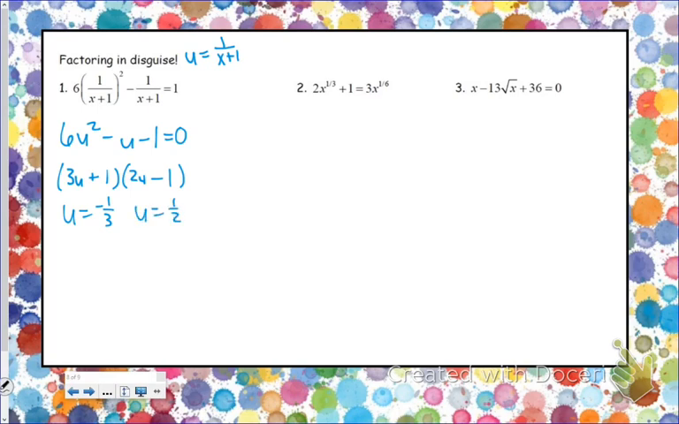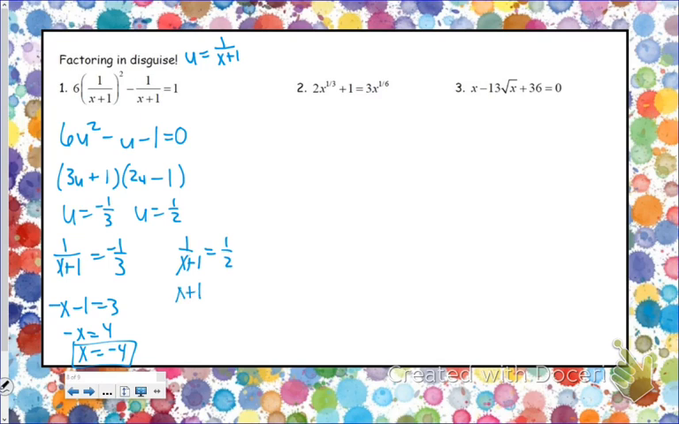We're trying to solve for x. So at this point now, I would plug it back in, and I'm going to solve each of these equations for x. So I get negative x minus 1 equals 3. So negative x equals 4. So x equals negative 4 as one answer. And then x plus 1 equals 2. So x equals 1 as my other answer.